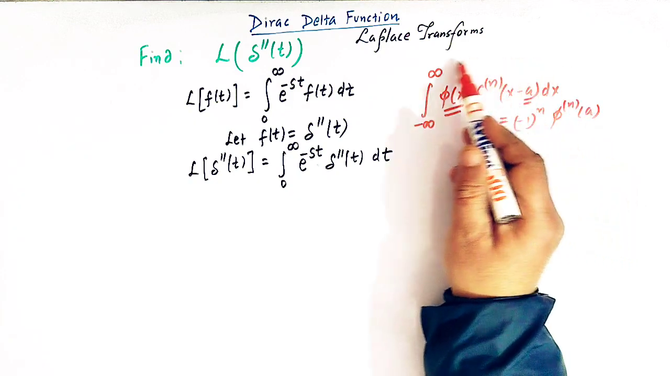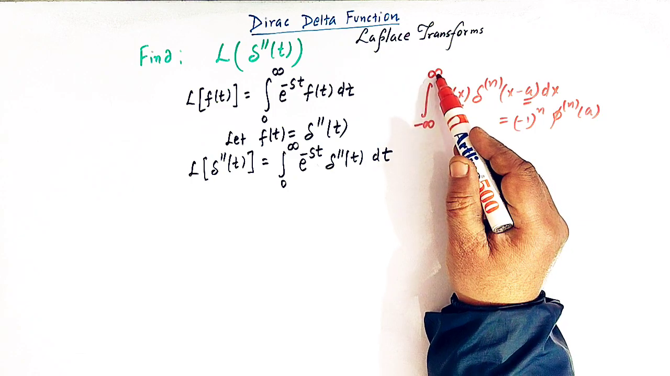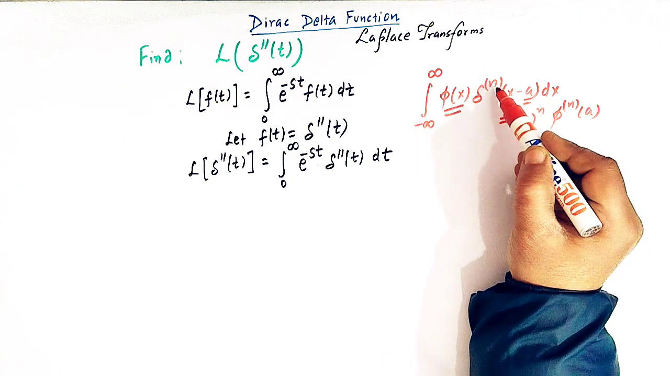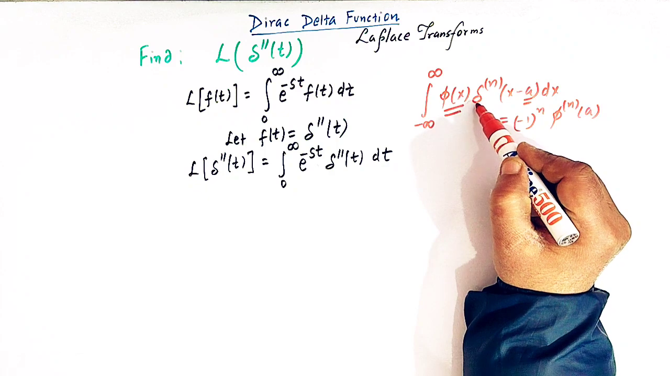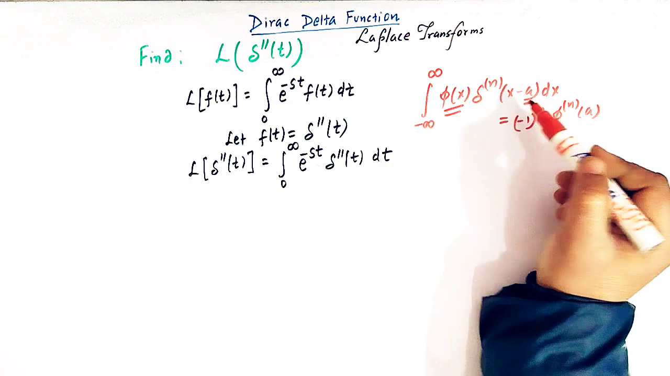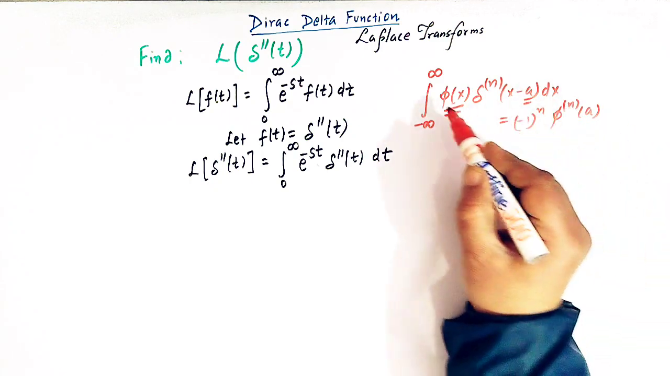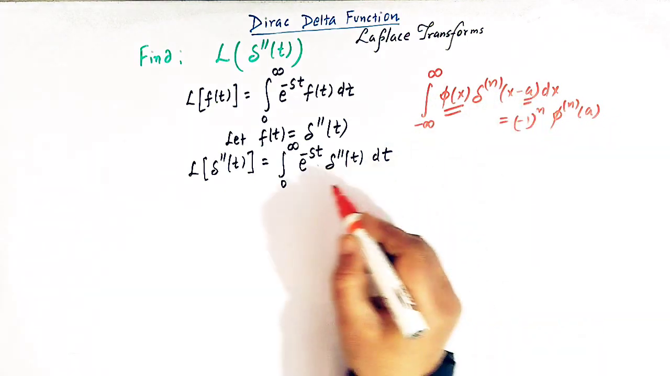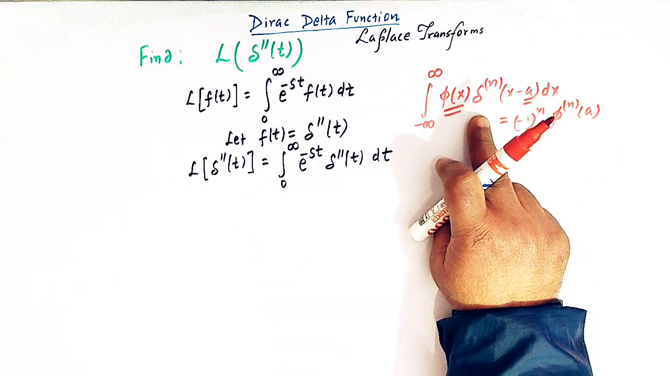So we have this important property of delta function where we have the integral minus infinity to infinity, then we have a function phi of x, and here this n denotes the nth derivative of the Dirac delta function, and here we have x minus a, then the value of this integral is minus 1 raised to n, and the nth derivative of this function at this point a. So here to evaluate this integral, we'll make use of this property.